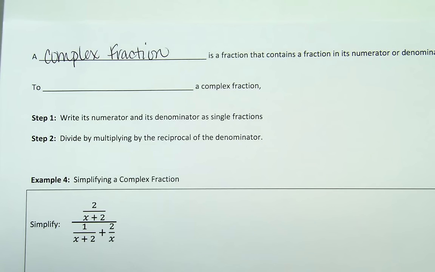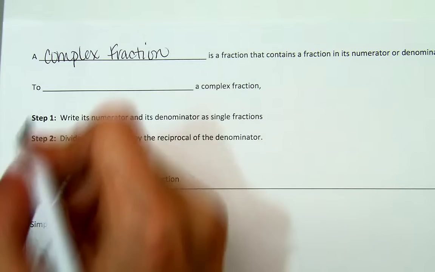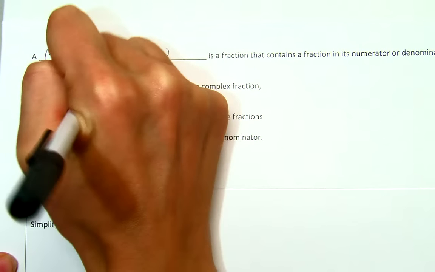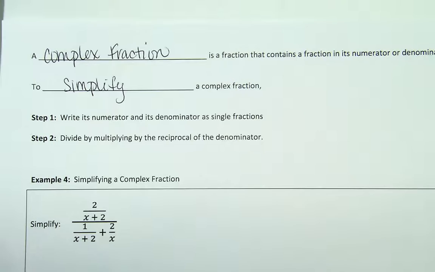There's a couple steps that we have to follow in order to simplify a complex fraction. To simplify a complex fraction, there's 2 steps. The first is we want to write its numerator and its denominator as a single fraction, if we can. Then step 2 is we're going to divide by multiplying by the reciprocal of the denominator. So let's put this into practice for example 4.